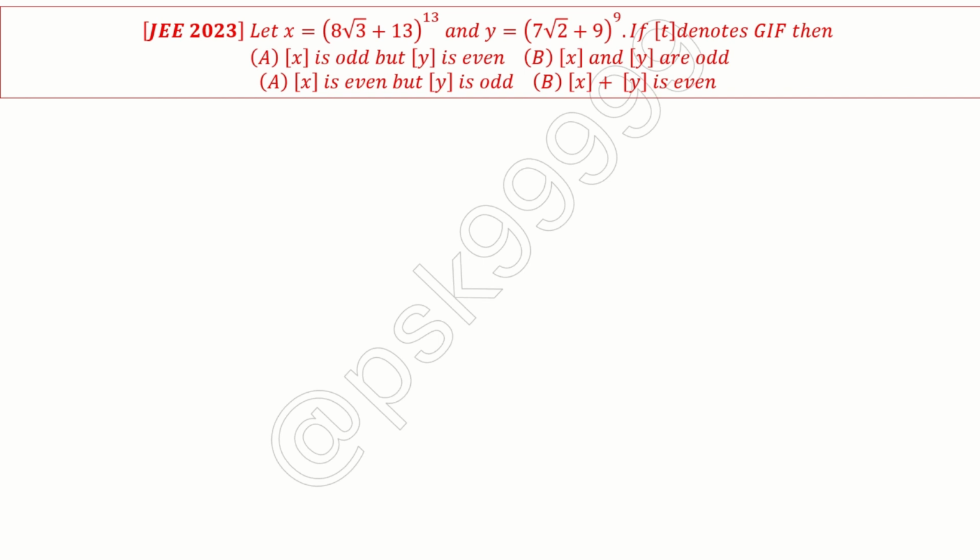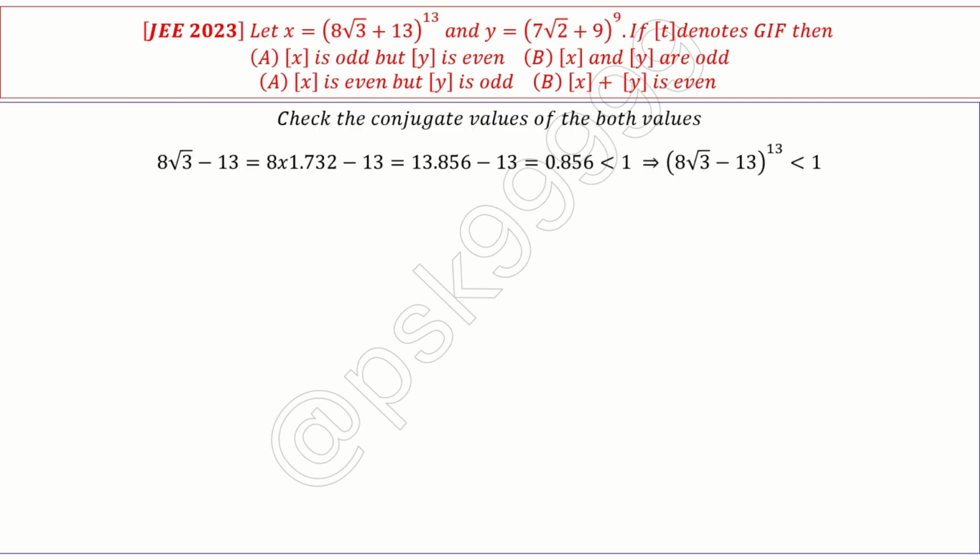Unless you have the idea of solving this by taking the conjugate of each of these expansions, you cannot solve this problem that easily. So the way to solve this problem is, we know 8 square root of 3 plus 13 is there, and you take the conjugate of this one. If you take 8 square root of 3 minus 13, which is the conjugate, the approximate value is around 8 into 1.732 minus 13, which is around 0.853, which is less than 1. So if I take (8 square root of 3 minus 13) whole to the power of 13, obviously this will be less than 1, because the base value itself is less than 1, so to the power of 13 it will be less than 1 only.